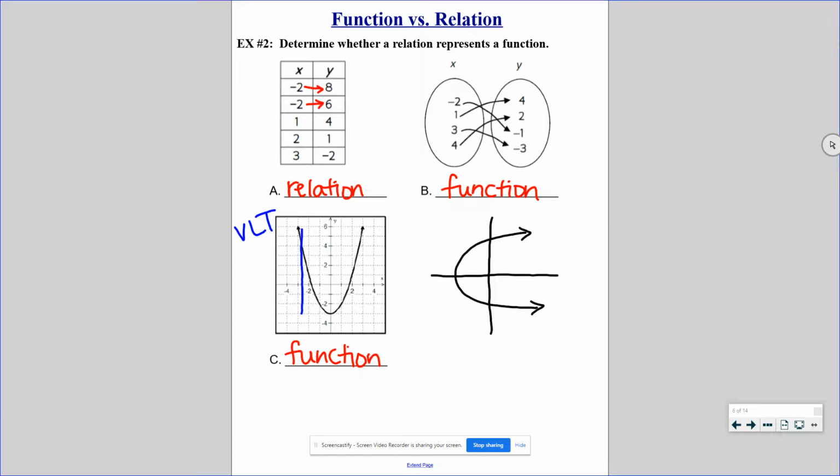Would that one be a function? Let me grab my vertical line. If I bring this over, how many times am I crossing my graph? I'm crossing twice. And if that is the case, that means that you have 2 outputs for that input value. So that one is not a function. Okay, so we would say not a function. And remember, if it's not a function, it's still considered to be a relation. Okay, so we'd call that a relation.